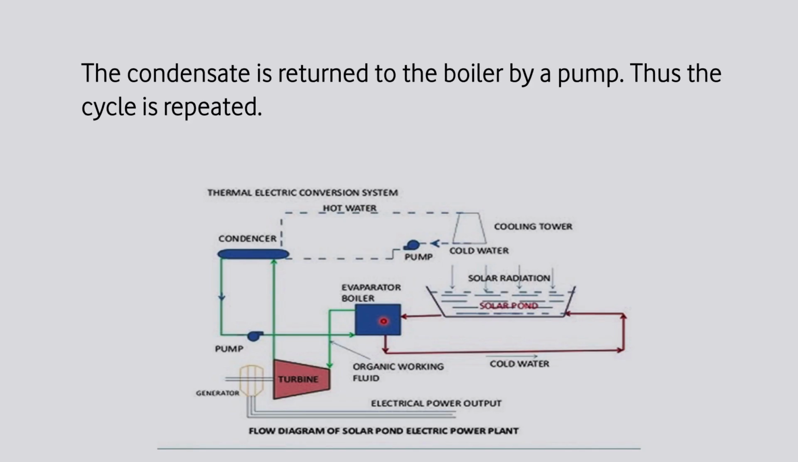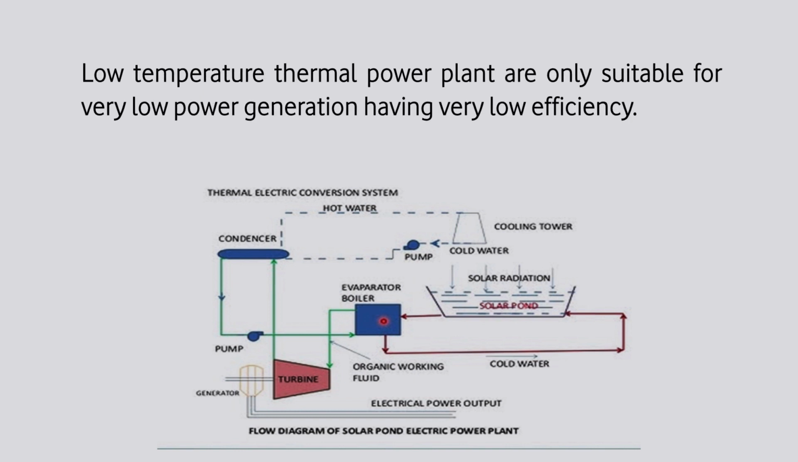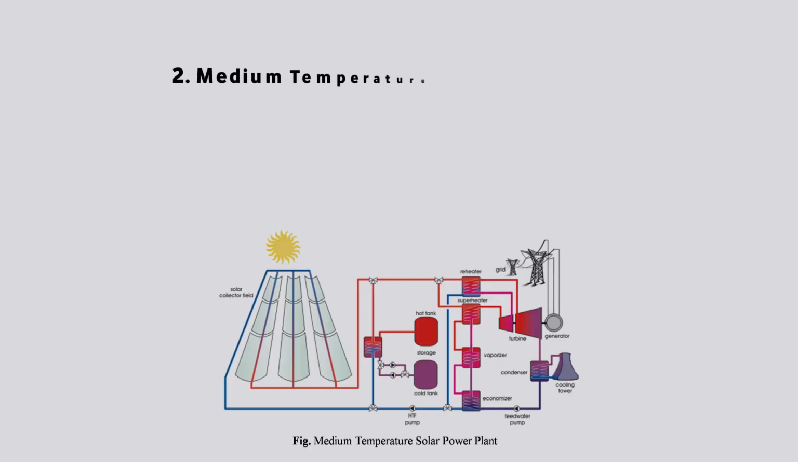The exhaust of the turbine is condensed in the condenser at constant pressure with the help of cooling water. The condensate is returned to the boiler by a pump. Thus, the cycle is repeated. Low temperature thermal power plants are only suitable for very low power generation, having very low efficiency. Hence, these are not used in practice. Now we will discuss the medium temperature solar power plant.